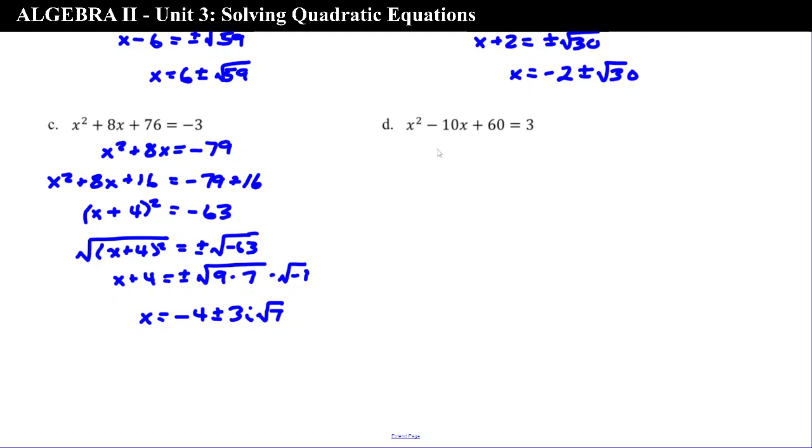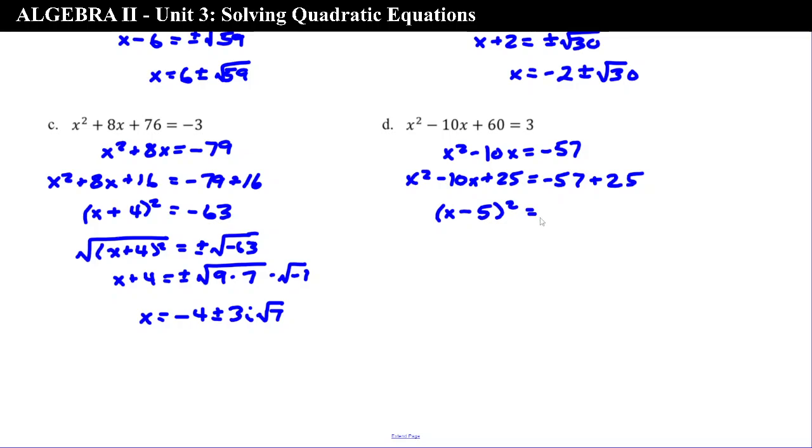And then in this example, we're going to move 60 to the other side by subtracting it. So we have negative 57. And then we complete the square. So 10 divided by 2 is 5. 5 squared is 25. So we have to add 25 to both sides. So on the left-hand side, we can factor this: square root of the first, square root of the last, sign of the middle term. And then the right-hand side is going to be negative 32.